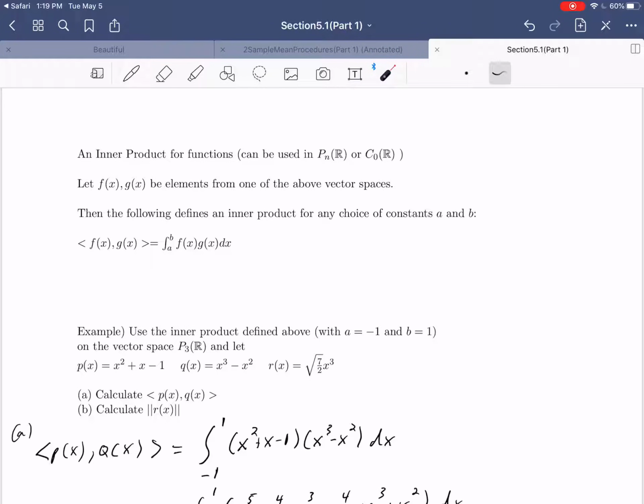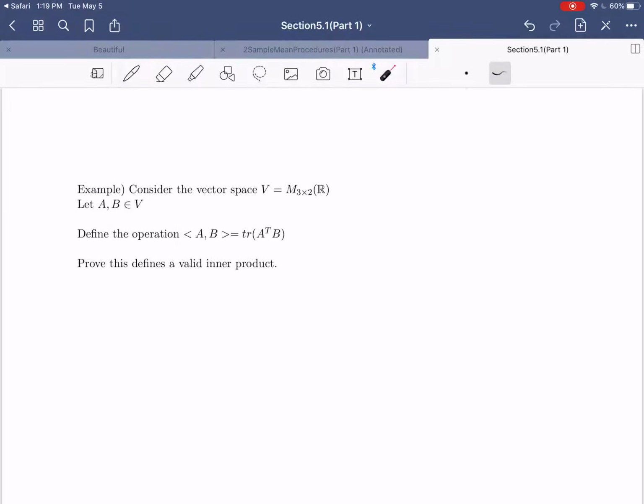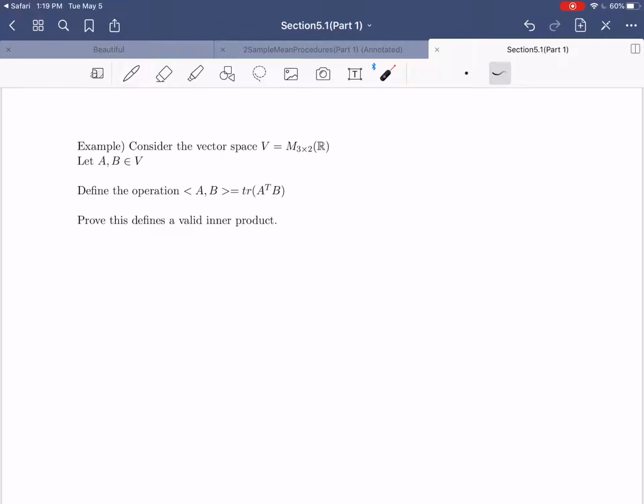Now, this one we will actually go through and prove really does constitute an inner product space, so that you guys can see that process as well. Okay, so let's consider the vector space V equals the 3x2 matrices, and let A and B be matrices, right? Then we're going to define this potential inner product. We don't know it is one yet, because that's what we're actually going to prove in this example. But we're going to define this operation that the inner product of A and B is the trace of A transpose times B.